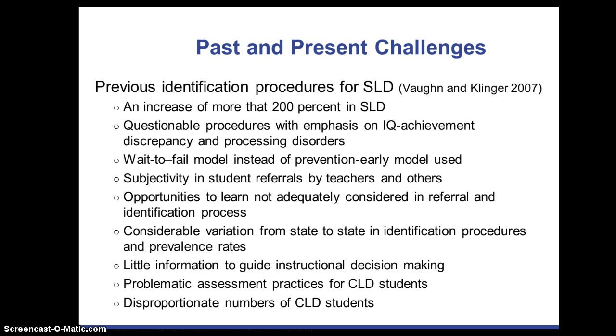Here are some of the things that were happening. We had more than a 200% increase in identifying kids for specific learning disabilities. We were using a wait-to-fail method, and so a kid could not get help until he actually failed a certain number of semesters or a certain number of years. There was subjectivity built in. I would say this kid couldn't learn when in fact it may be that I wasn't teaching.